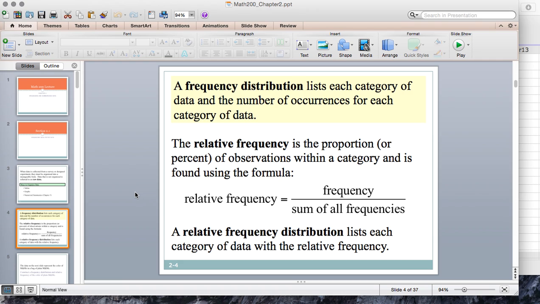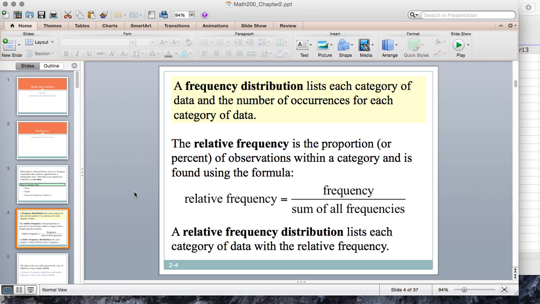So I first want to talk about what a frequency distribution is, and then I'll walk you guys through an example in StatCrunch. A frequency distribution, I'm sure you've seen this before, even if you didn't know the name for it, basically just lists all of the categories of your data and the number of occurrences that are associated with each category. And then a relative frequency is basically the exact same thing, but instead of giving an actual number of occurrences, it gives you the proportion of observations within a category.